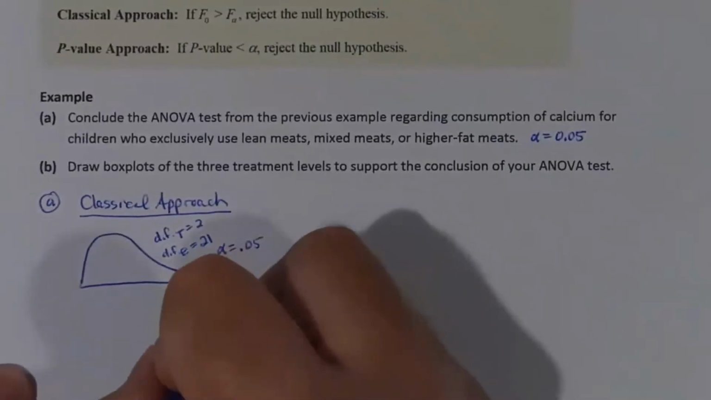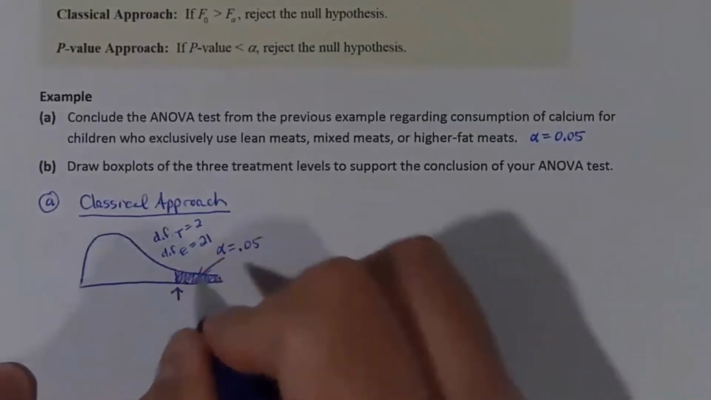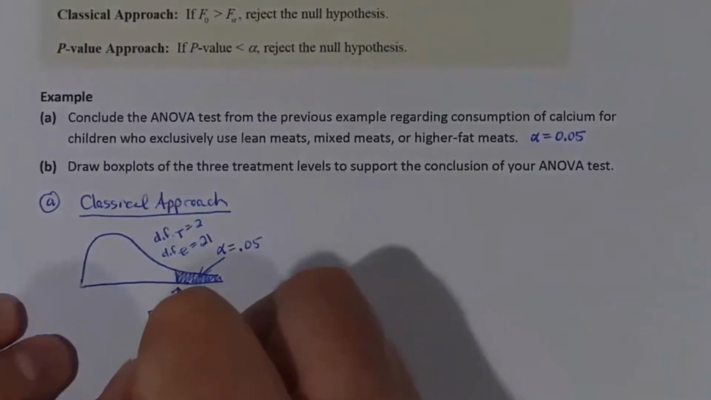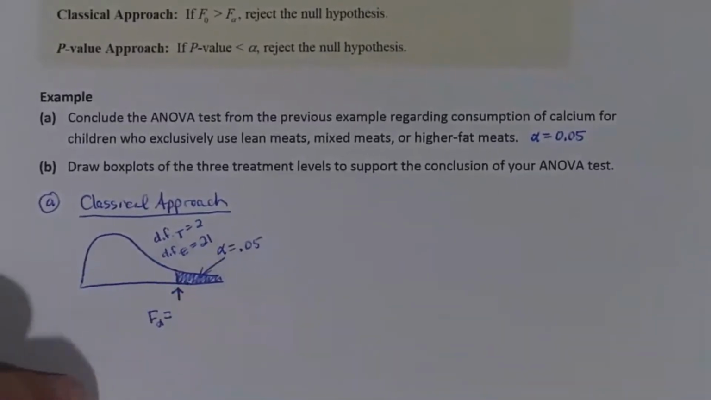So I need to figure out what that critical value is here. That's going to be our F sub alpha. That's going to separate the rejection area from the non-rejection area. So here's how this works.